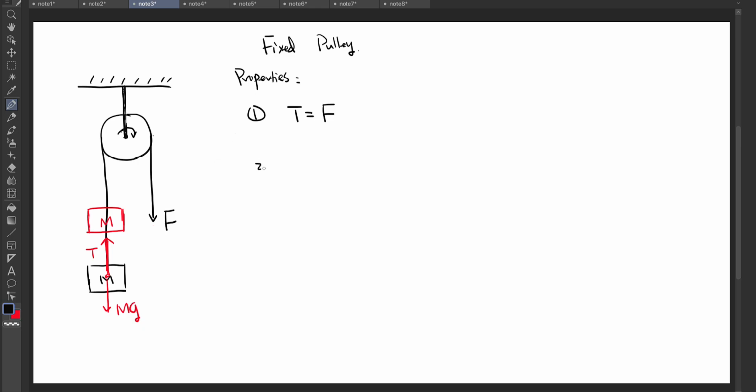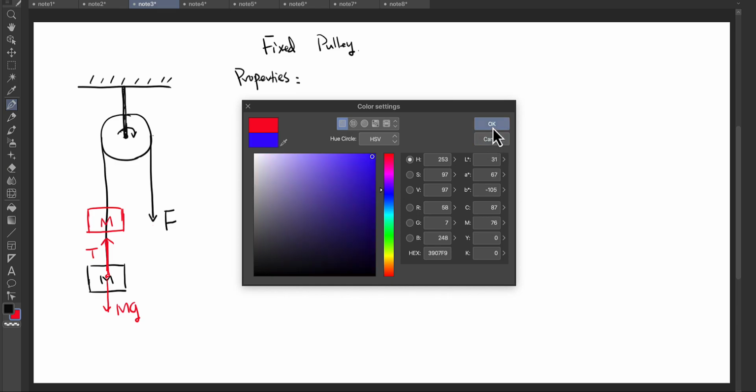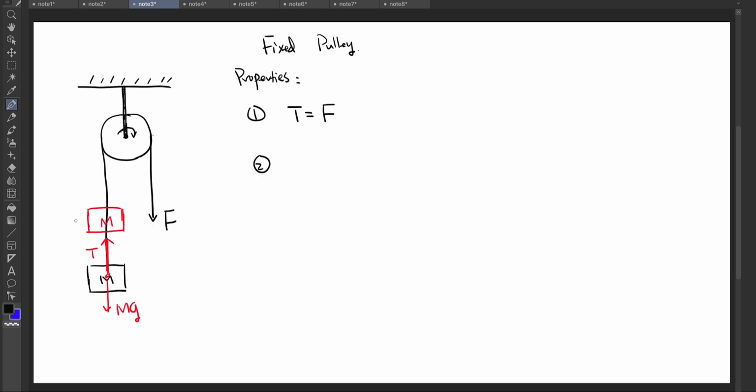And the second property of the fixed pulley is when this object moves upward. Let me use a different color here. So this object M moves up, let's say delta x distance. Now the right side, the string needs to go down by the same amount. So the force here needs to pull down delta x, also delta x distance.